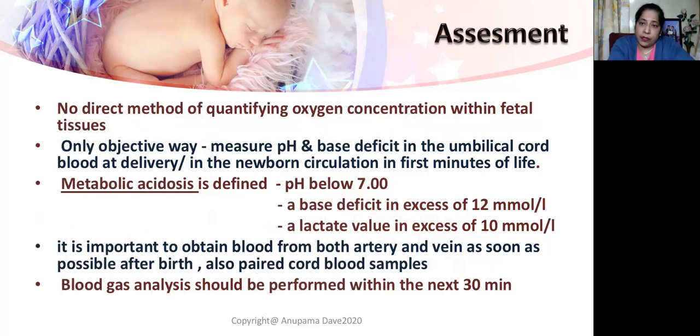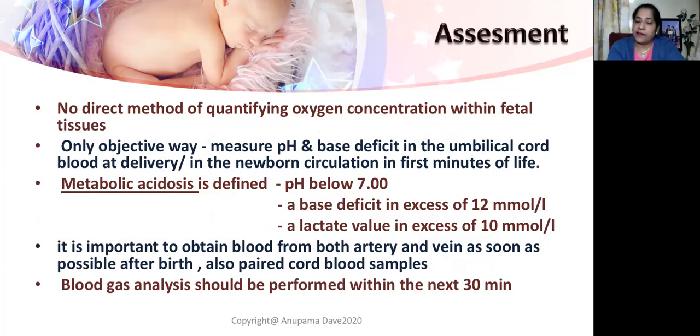Now it becomes important how to assess the situation. How do we know whether acidosis has set in or not? There is no direct method to quantify oxygen concentration within the fetal tissues. The only objective way is to measure the pH and base deficit in umbilical cord blood at delivery or in the newborn circulation within first few minutes of life.